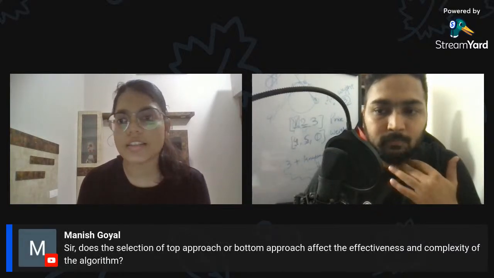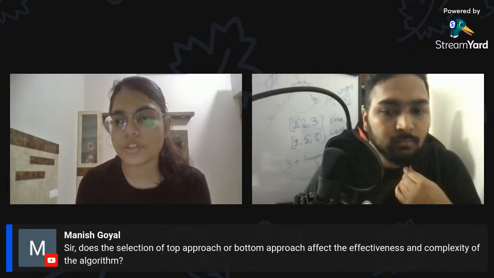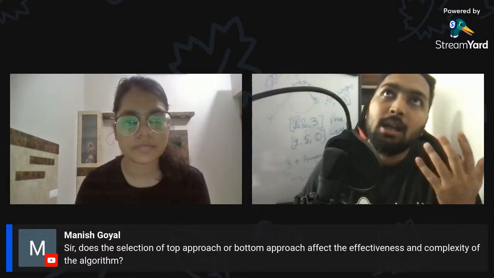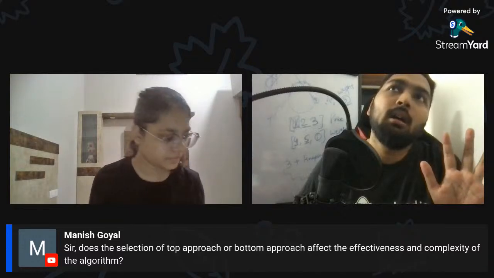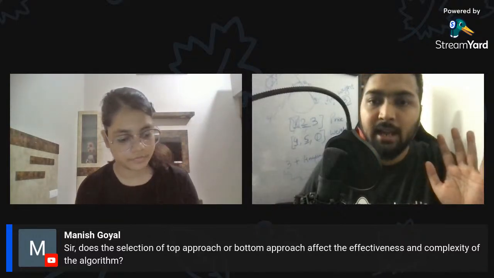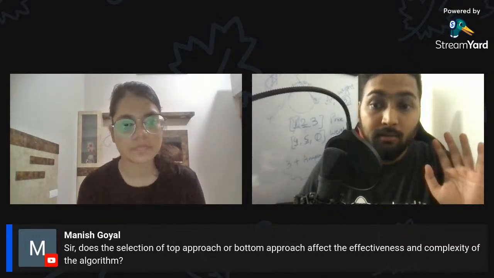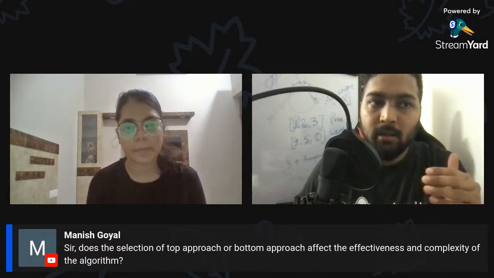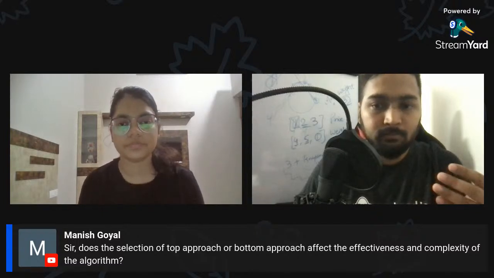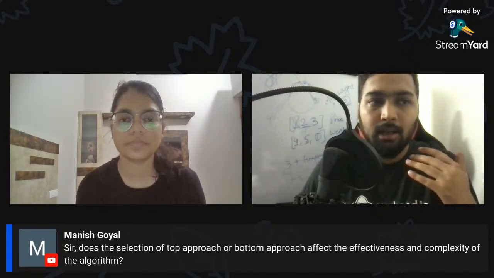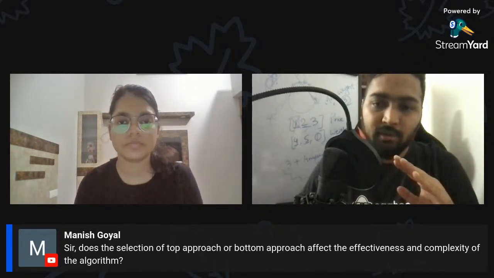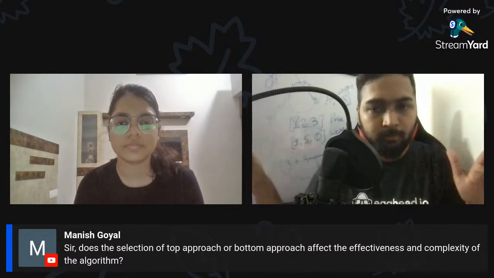So we have one last question. Does the selection of top-down approach or bottom-up approach affect the effectiveness and the complexity of the algorithm? In the entire set of questions that I have ever come across in the DP domain, there has been one problem, I don't recollect it, where the bottom-up approach was better. Other than that, if I want to generalize it, no.